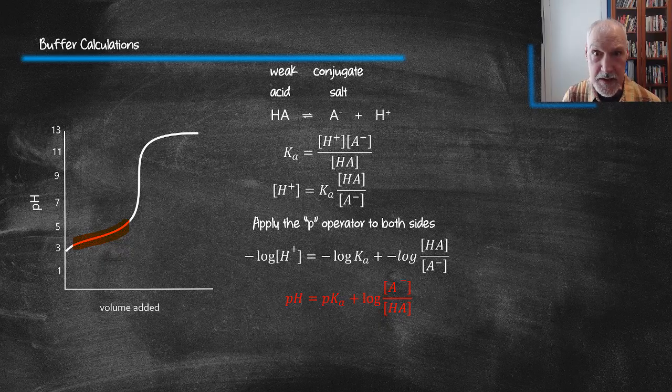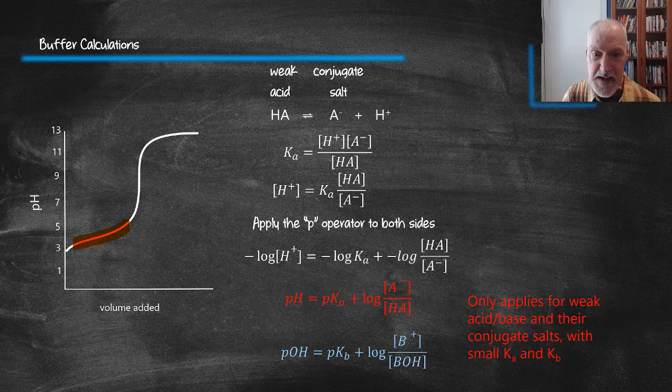There is a corresponding equation for a weak base and its conjugate acid. Both of these are worth committing to memory, especially when you're dealing with buffer questions. Remember that these apply only to weak acids, not strong ones.